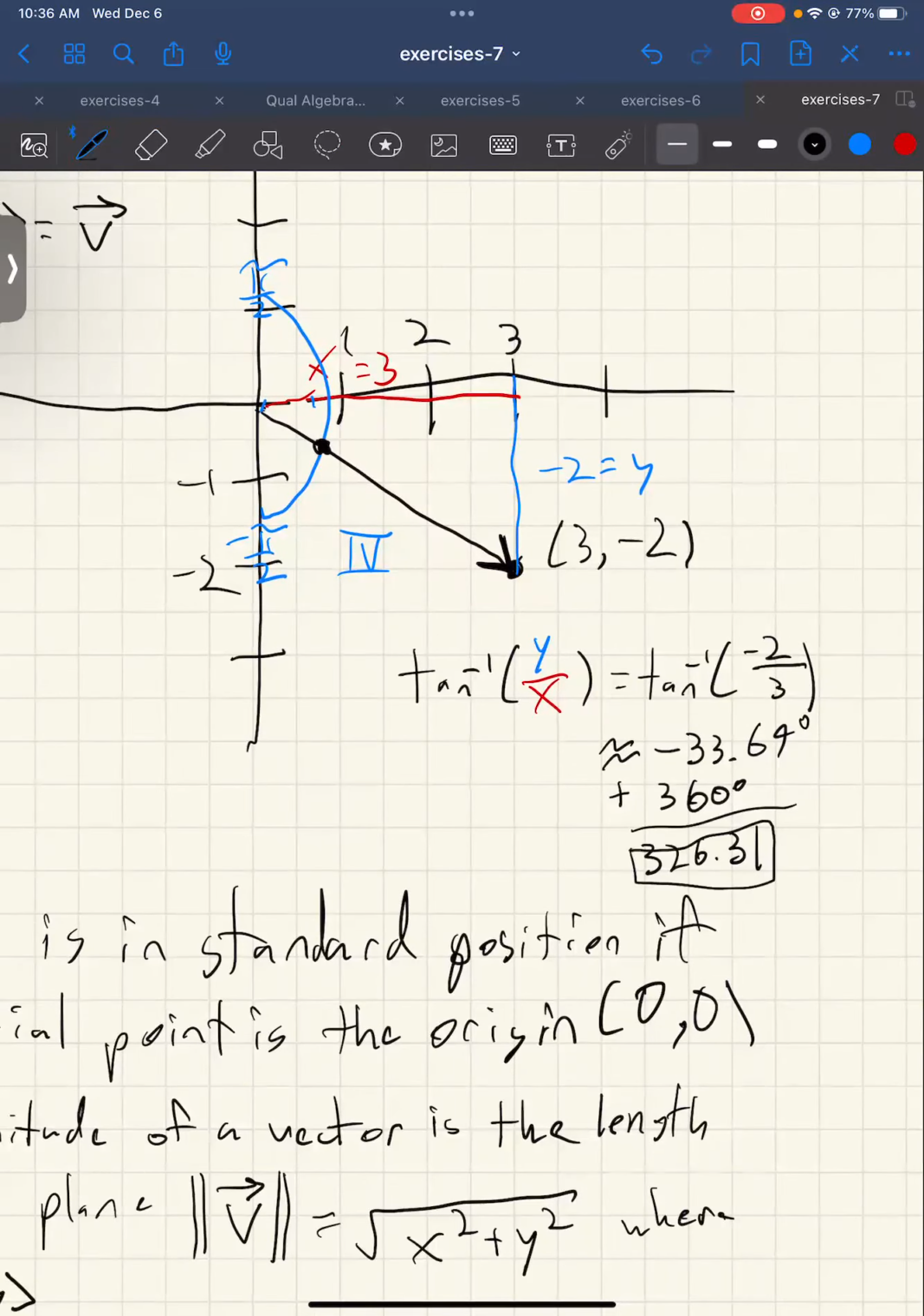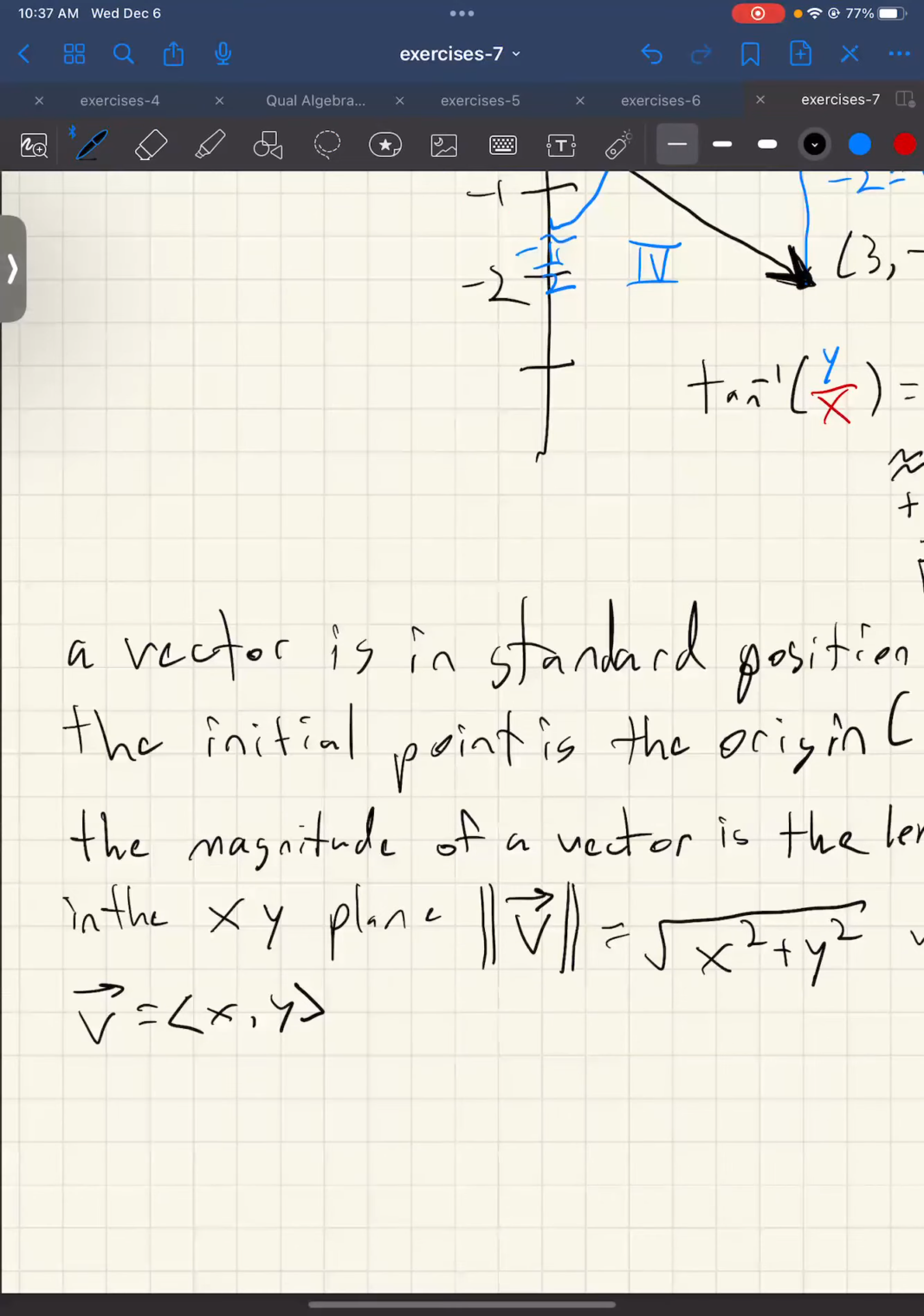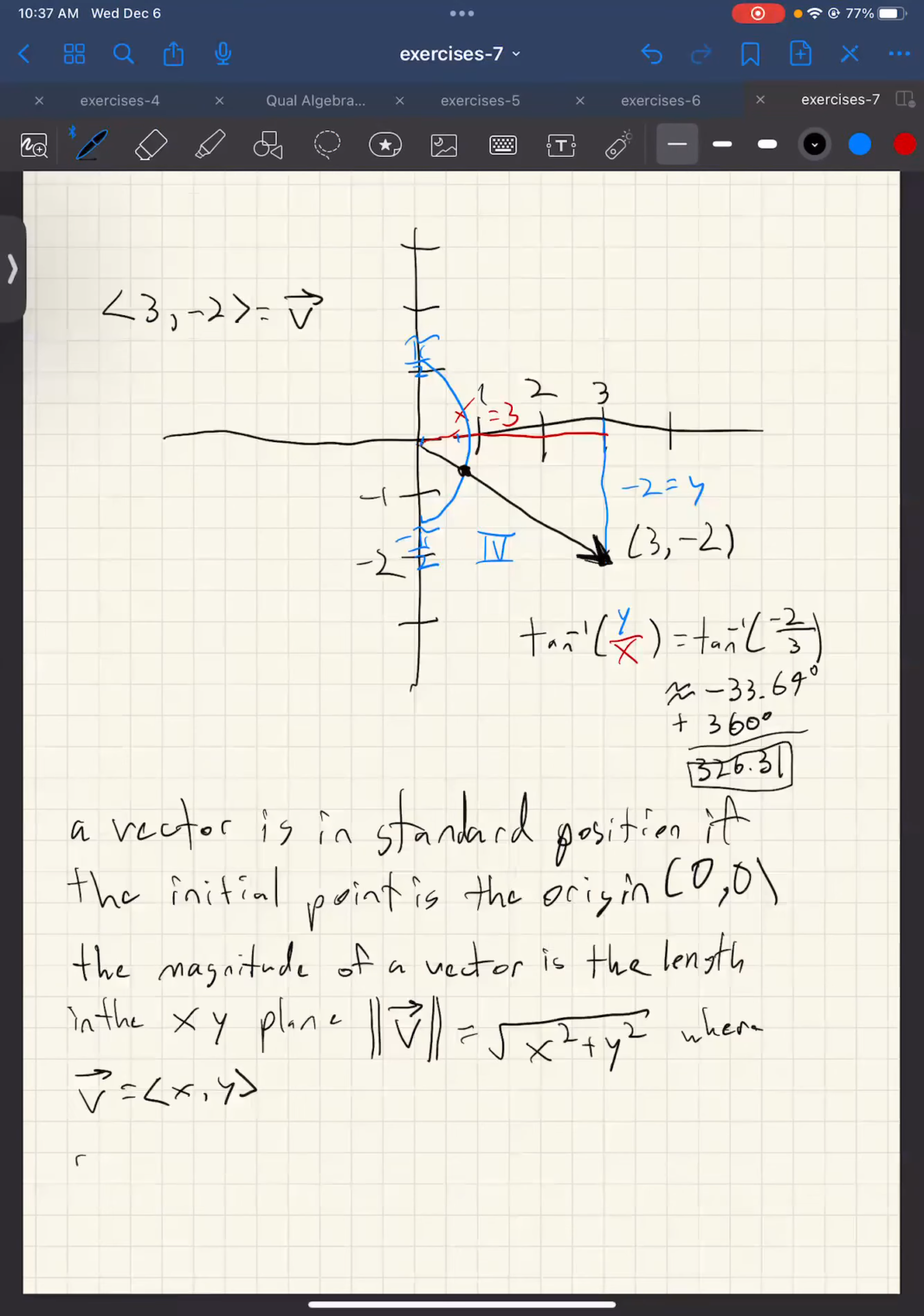But what happened there wasn't really special to the numbers that we had in particular. What ended up mattering is about where the angle sat, or where our vector sat, what quadrant we were in. So here, now let's talk about the direction angle.